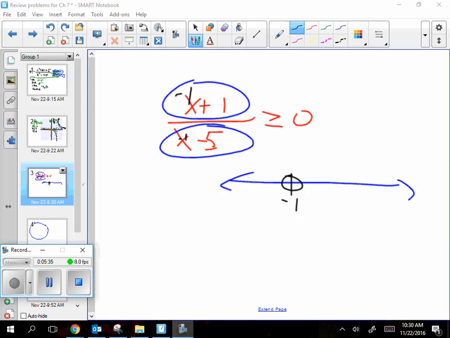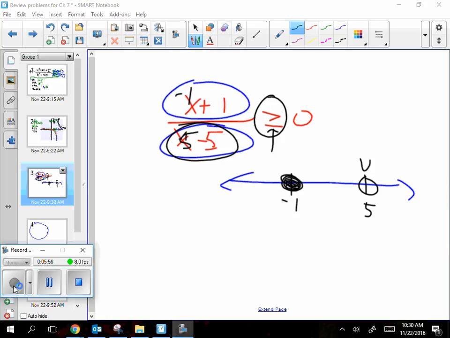Is 0 greater than or equal to 0? Get out that sign right there. That part, equal to part, makes it work. As opposed to the other one, which is when you put in 5, it's also an important thing. That one doesn't work. It doesn't equal 0. It makes the bottom 0, which means it's undefined.